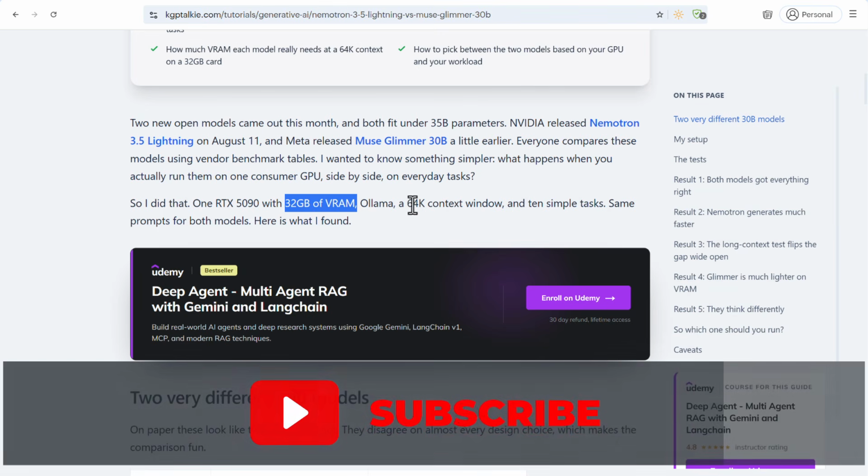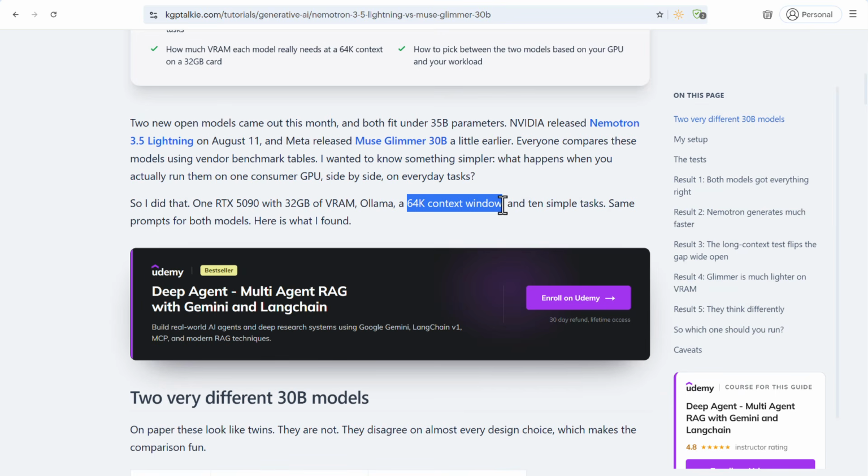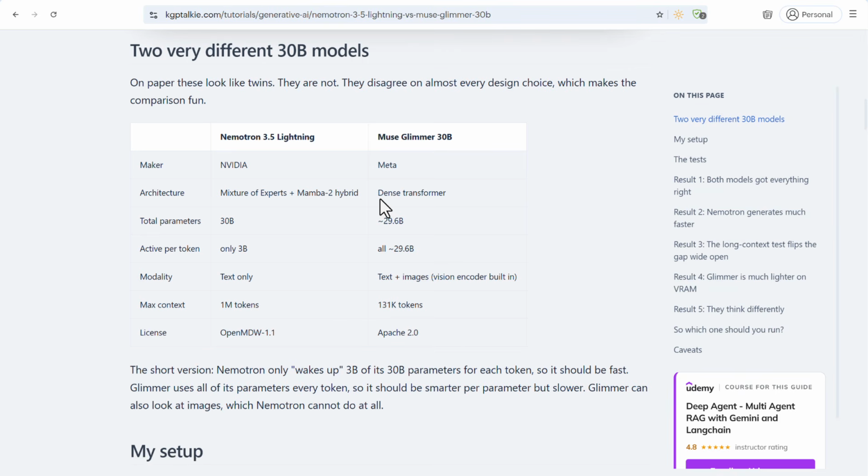One more thing you need to notice is that I used a context window of 64,000 only. Why? Because if you increase the context window, then the memory requirement increases, and in that case I might need more memory. Since I just want to test these models locally, I set my context window to just 64,000. Alright, let me quickly give you both models' comparison.